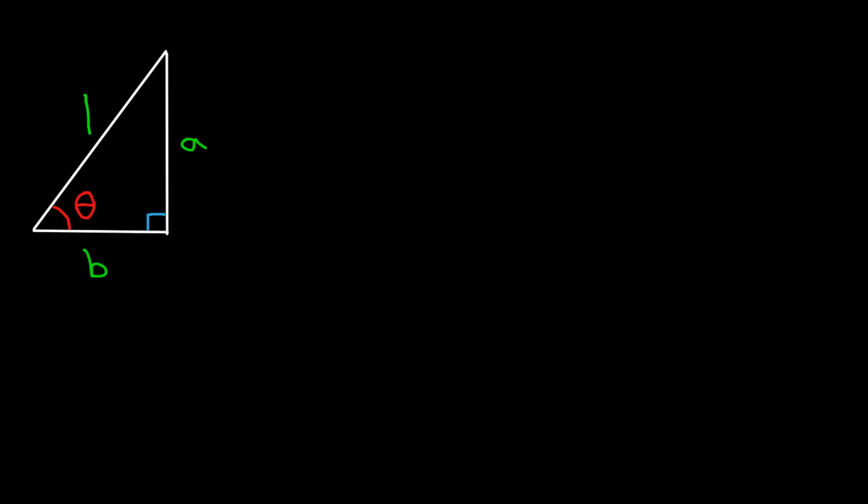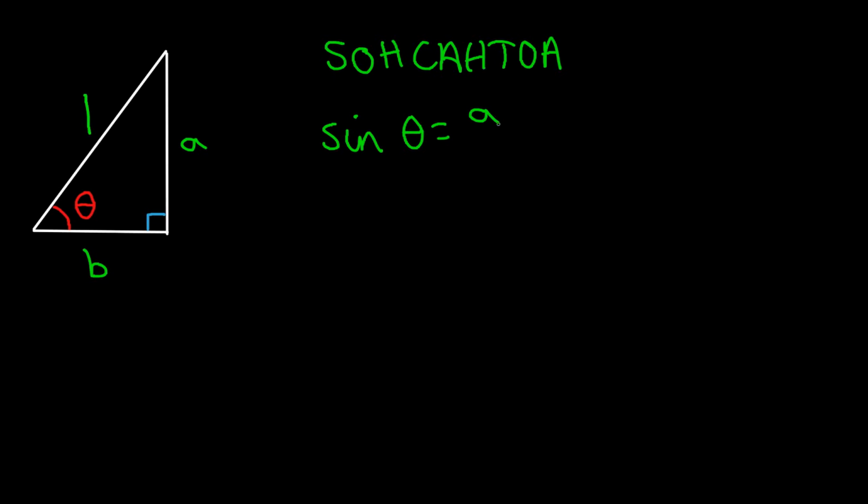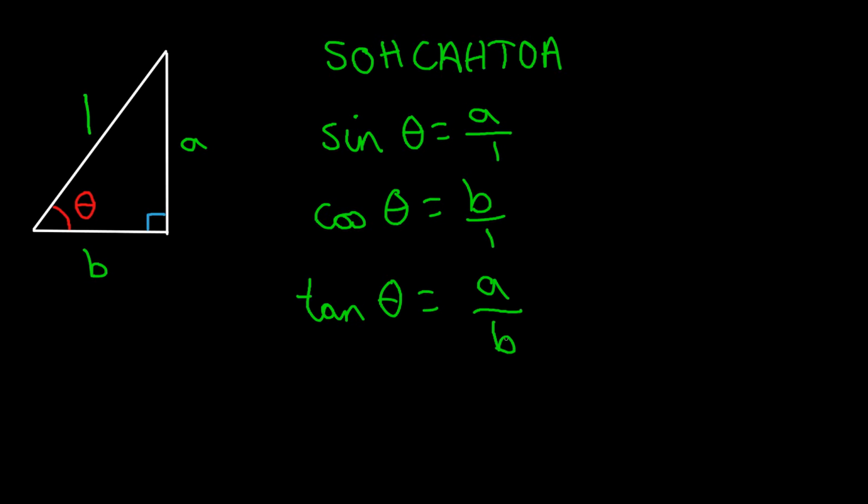Today we're going to look at 4 trigonometric identities, the most simple ones to start with. Now, you probably remember SOH CAH TOA. Applying this principle to this triangle, we can see that the sine of theta is equal to a over 1. Cosine of theta is equal to b over 1. The tan of theta is equal to a over b.